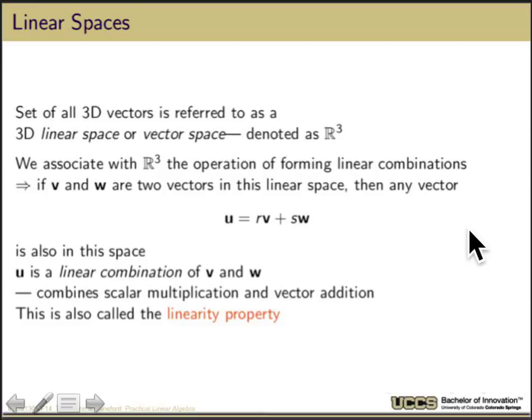So we talked about the idea of linear spaces, and in 3D, the linear space we're going to talk about in general is denoted by R3. And we associate with R3 the operations of forming linear combinations. If two vectors are in this linear space, then we can write any weighted combination of these where we multiply them by scalars R and S and add them together and get a new vector V. And this is a linear combination of V and W. And this property is called the linearity property. It's part of why they're linear spaces.